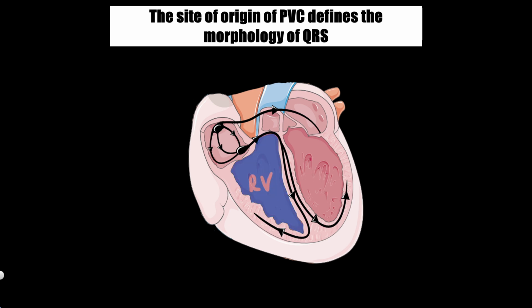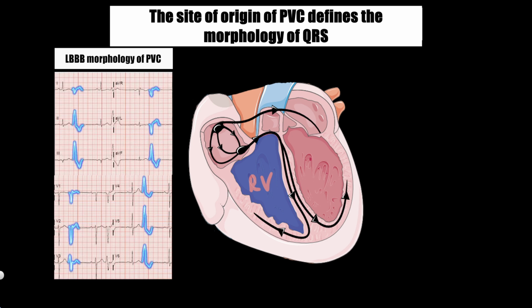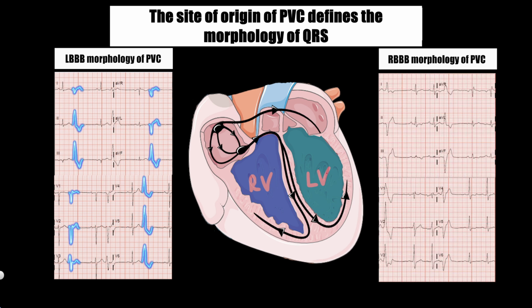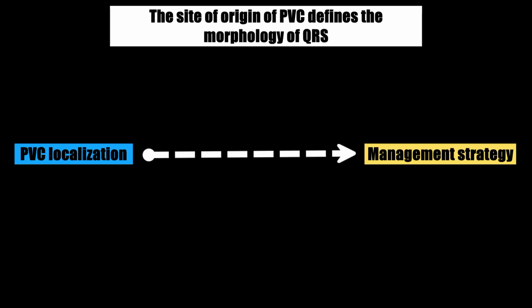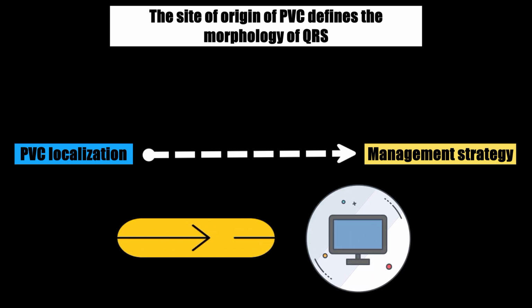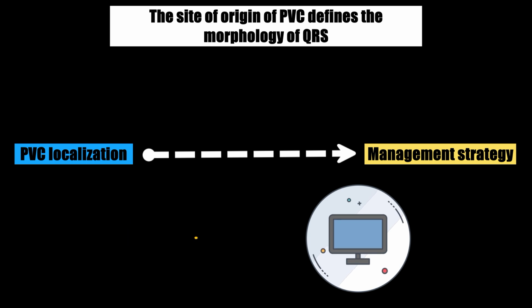If the premature ventricular complex has right ventricular origin, the QRS shows the left bundle branch block morphology, because the right ventricle is excited first and the left ventricle is excited after the right ventricle, like in the case of left bundle branch block. So the opposite situation occurs if the site of origin of PVC is the left ventricle. In this case, QRS has right bundle branch block morphology. PVC localization is important because it defines the management strategy, which we will discuss later in this video, so therefore let's go deeper into localization.